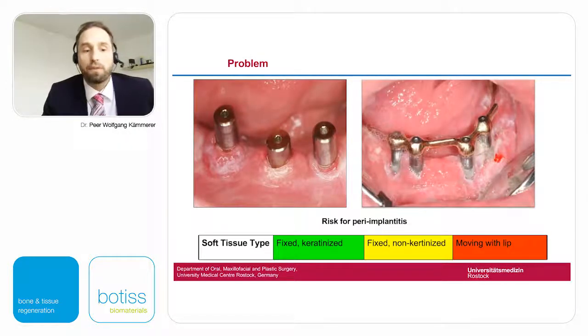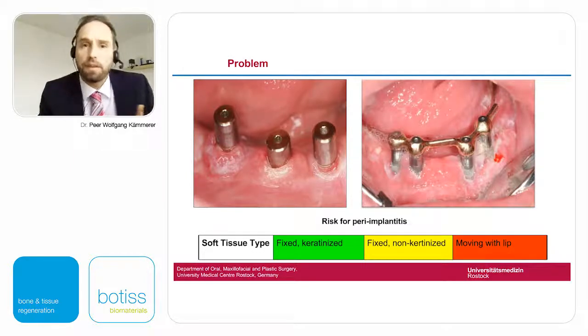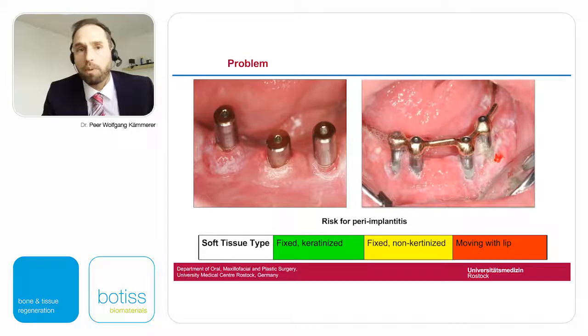Functional periimplant soft tissues reduce the incidence of infection around implants and of course give rise to a favorable red-white aesthetics. As to be seen here, the risk of periimplantitis increases with less stable soft tissue types. You have less risk for periimplantitis if you have fixed and keratinized mucosa around the implants. It's not that good if it's fixed but non-keratinized, and the least favorable thing is having the soft tissues moving with the lip.